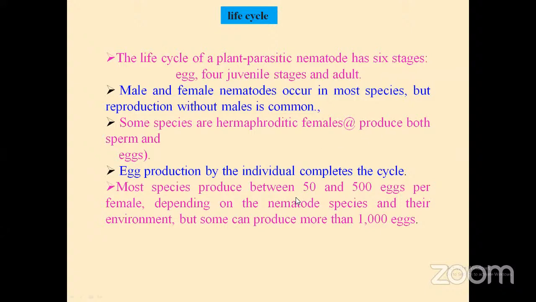In general, these nematodes lay almost 50 to 500 eggs per female, and the life cycle also varies from gender to gender. That I'll tell you in the next slides. So it depends upon the nematode species. The same female can produce almost 1,000 eggs also. It depends upon the availability of the host material for producing the number of eggs.